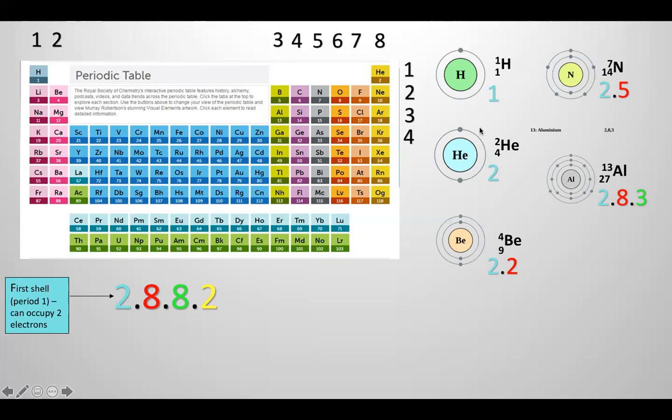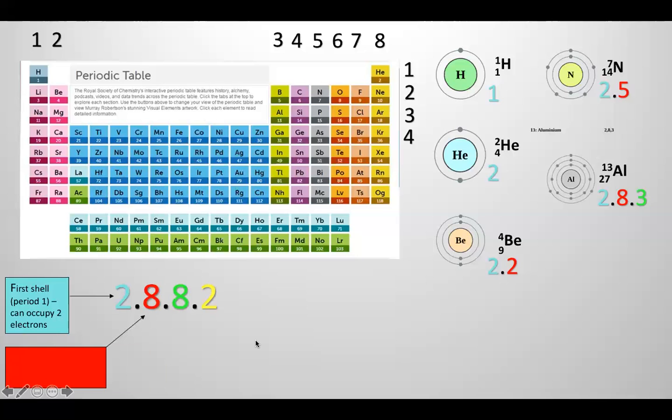And then you have helium as well. Again, in the first, we call this a subshell, in the first subshell. So again, it's at a maximum capacity. So it must be in period 1 because there are no more subshells filled. So there are no more electrons available to be able to say that this element is in a higher period number.